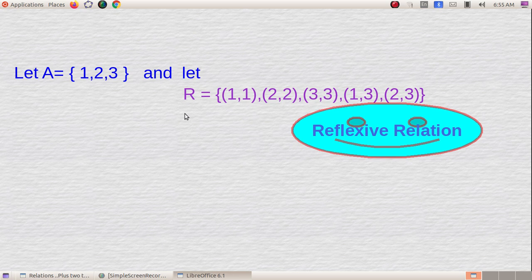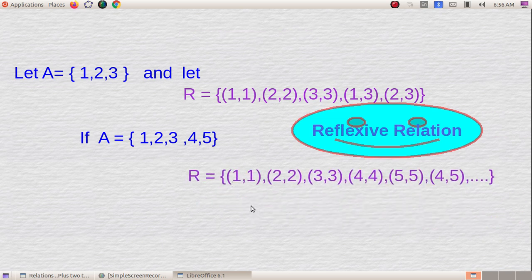Clear? Then let us take another example. S equals {1, 2, 3, 4, 5} and consider this relation. Is this relation reflexive? (1,1) is here, (2,2), (3,3), (4,4), (5,5). Every element in A is related to itself, therefore this relation is reflexive. I just wrote (4,5) here, don't bother about it. It may or may not be in this relation. There may be more elements, no problem. But these 5 elements, (1,1), (2,2), (3,3), (4,4), (5,5), are compulsory to make it reflexive.